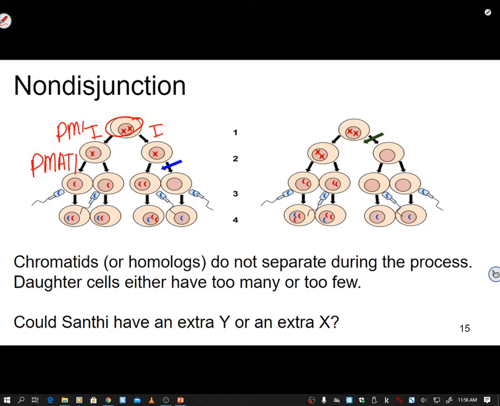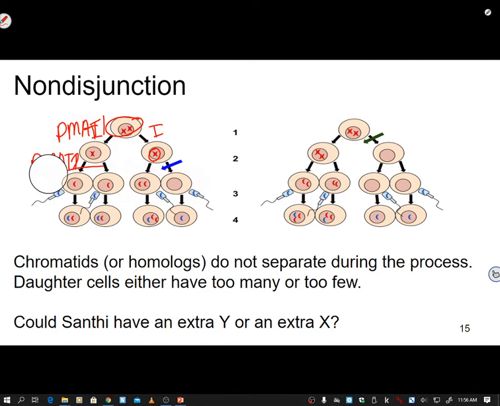PMAT1, this is PMAT2. We've got our 4 egg cells. But look what happens during anaphase. During anaphase, these did not split and go into separate cells. They split and went into the same cell. So now you have a cell here with 2 chromosomes, and you have 1 with nothing.